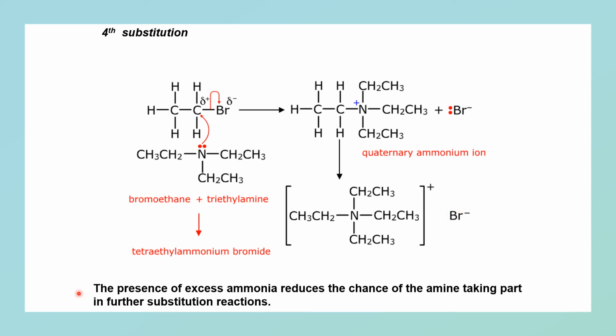If you look at this last wee bit, it says the presence of excess ammonia reduces the chance of the amine taking part in further substitution reactions. So if you want to create a primary amine, use lots and lots of ammonia. Otherwise, you start this process of substitutions, which just doesn't know when to end.